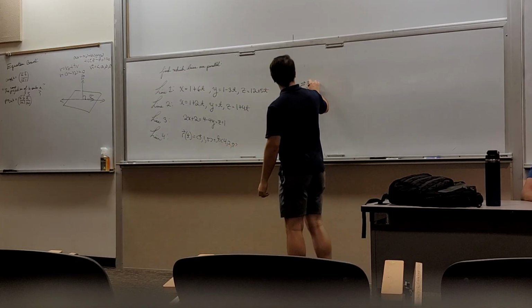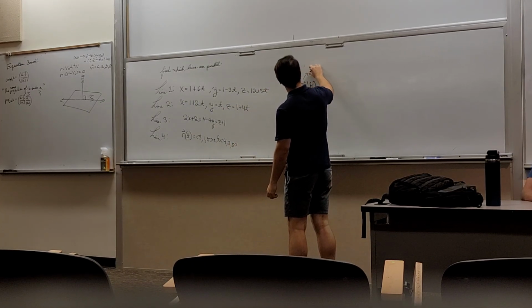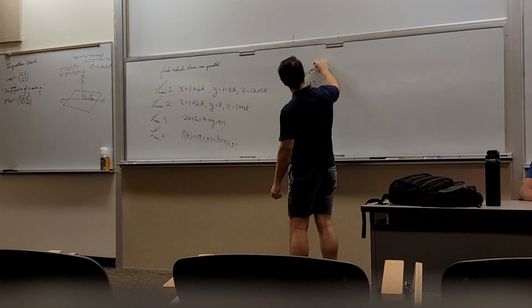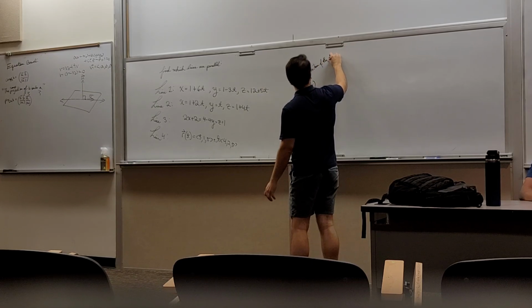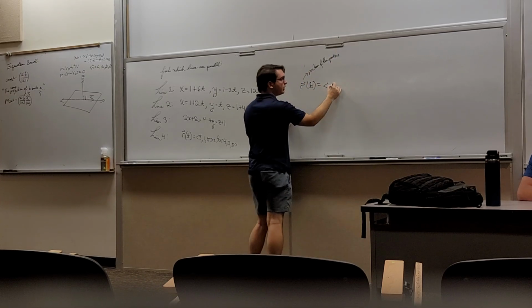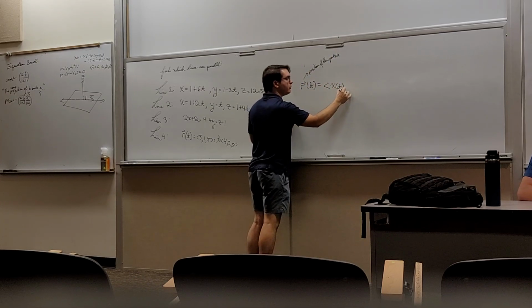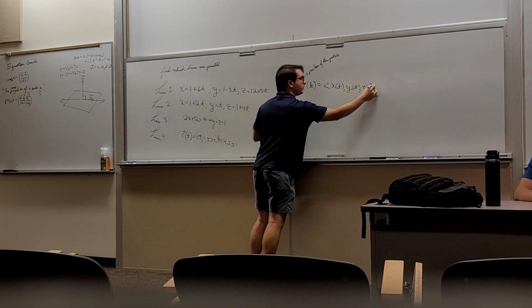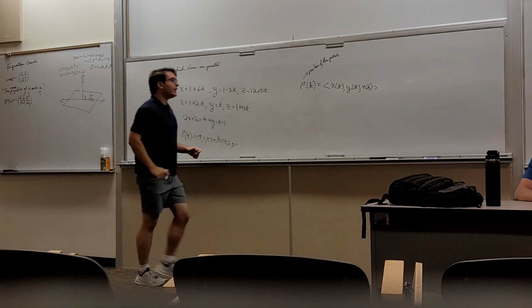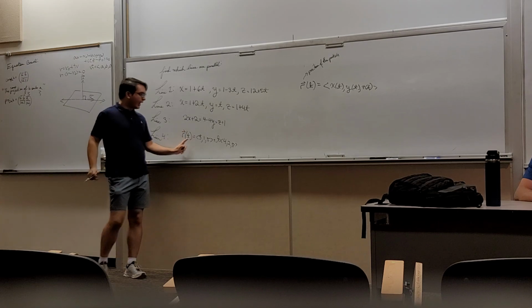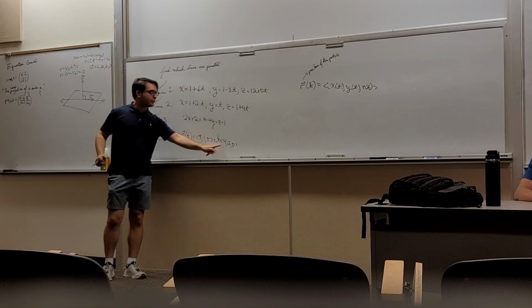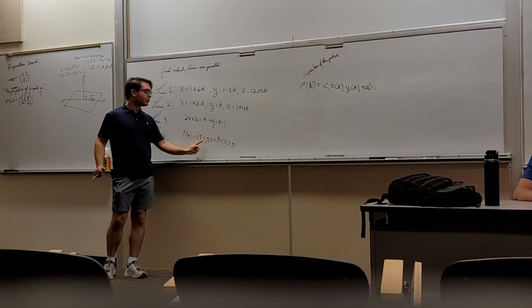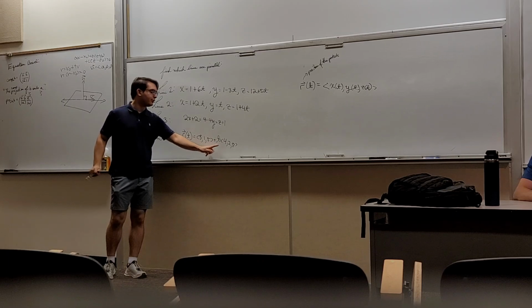r of t is the movement, my position of the particle. So it's just a description of my x location, my y location, and my z location. Now, this means though that x would equal what? 3 plus 4t, y is 1 plus 2t, and z is 5 plus 8t, right?